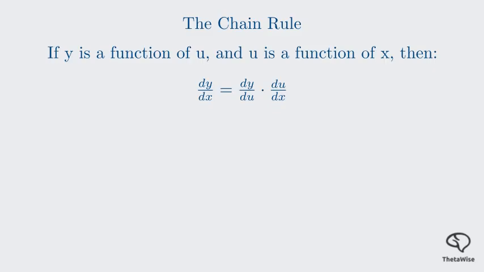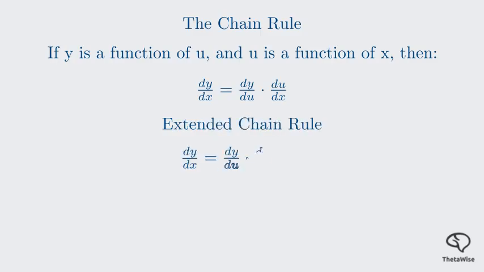This rule can be extended to functions with multiple layers. For instance, if y depends on u, u depends on v, and v depends on x, the chain rule simply extends to a longer product. The derivative dy/dx would be dy/du times du/dv times dv/dx. You just keep differentiating the layers and multiplying the results together.